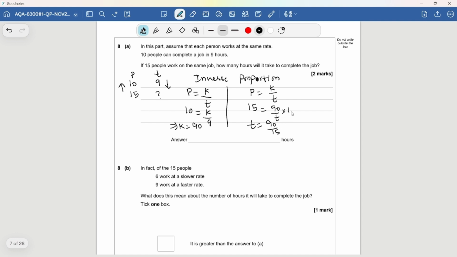So I multiply by T on both sides to get 15T is 90, and then T is 90 divided by 15. 15 goes into 90 6 times. So the answer is 6 hours. So 15 people will finish the same task at the same rate of work in 6 hours.